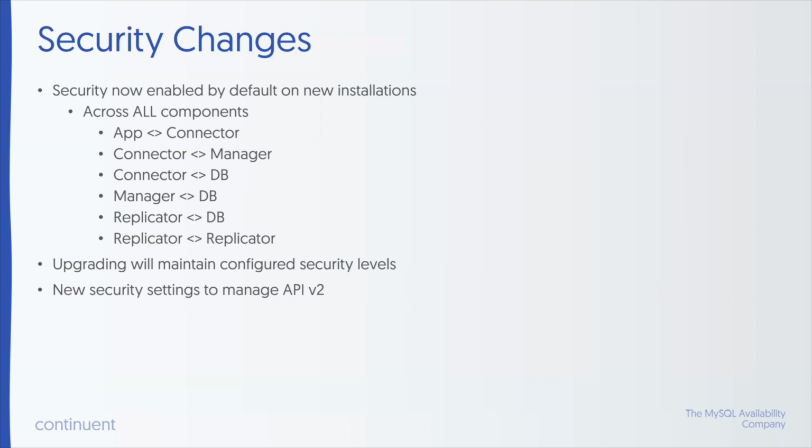If you are upgrading from version 6 to version 7, then we do not force security at the point of upgrade. If your version 6 installation has security explicitly disabled, then when you upgrade, it will continue to be disabled. So the change in the default is only on a new installation. But we have plenty of documentation that will help you in converting and enabling security if that is something that you wish to do.